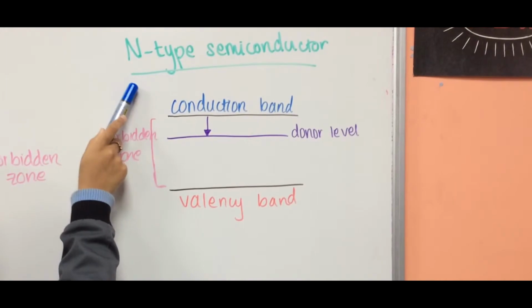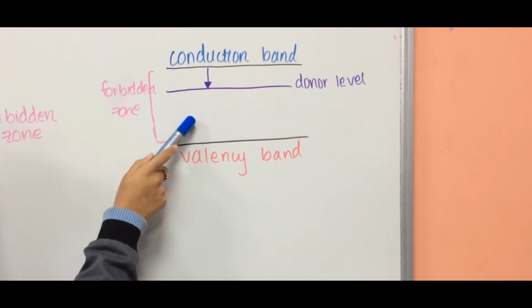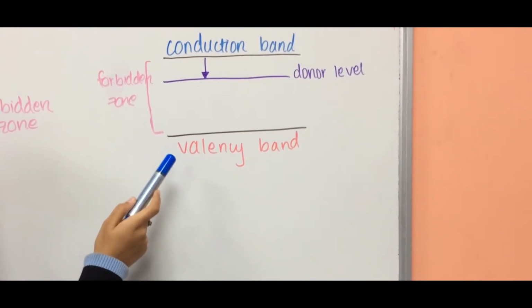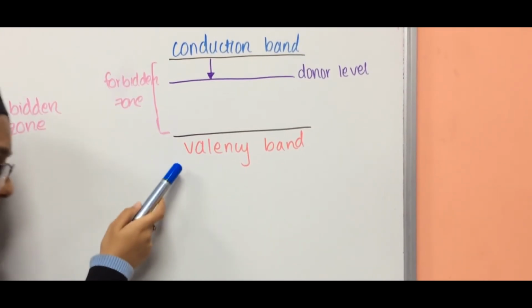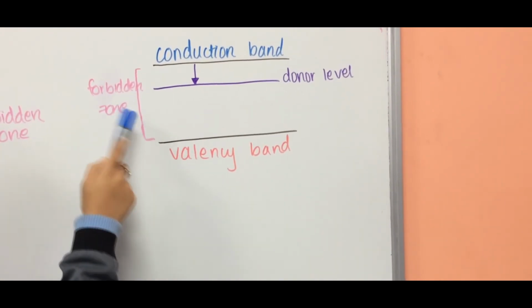In an n-type semiconductor, the conduction band moves downwards towards the donor level. This is because through n-doping there is an excess of electrons in the valence shell, consequently requiring less energy for the electron to move across the forbidden zone.